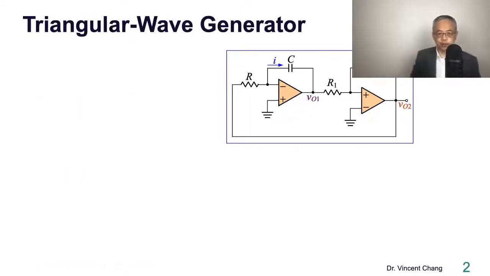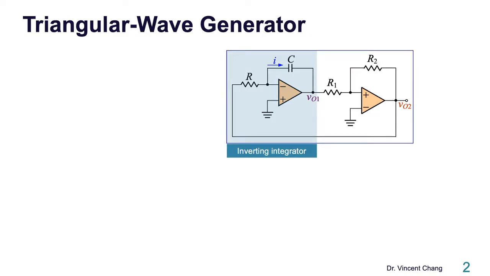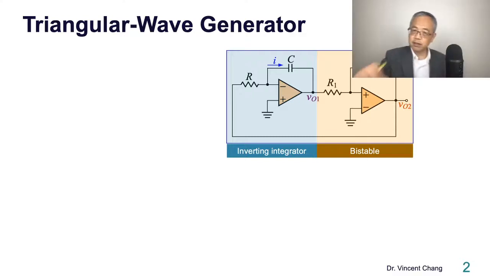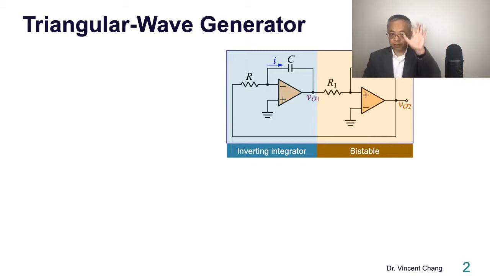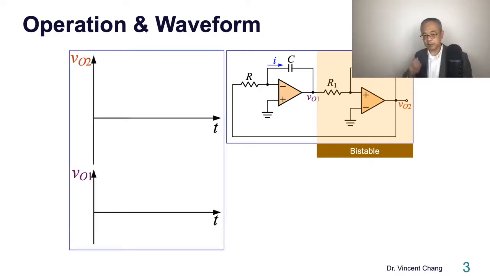So now I'm going to show you another bistable. This is the inverting integrator, but followed by the bistable. Pay attention to VO1 coming in: it connects to the positive terminal. It's the non-inverting configuration, so it's quite different. This becomes a triangular wave generator. So bistable, the non-inverting. Let's start with the bistable.